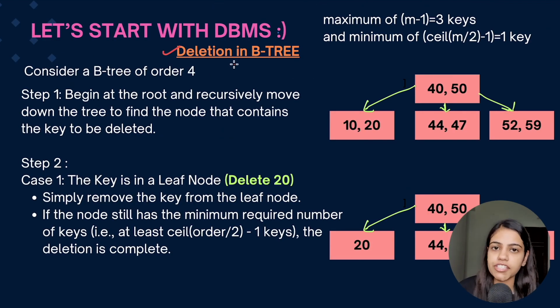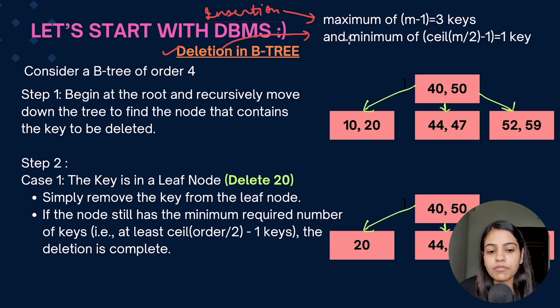Let's learn about deletion in the B-tree. In the insertion, we were seeing the maximum number of keys a given node can hold. But in the deletion, we need to see the minimum number of keys a given node should have. Because consider if I delete all the values present in our node, it will be violating the B-tree rules. So we have to look at the minimum number of keys which a node can have.